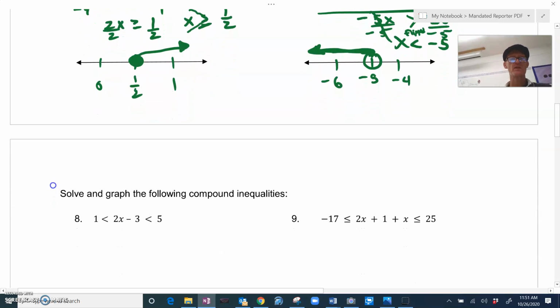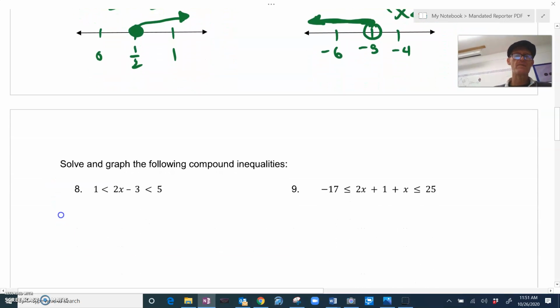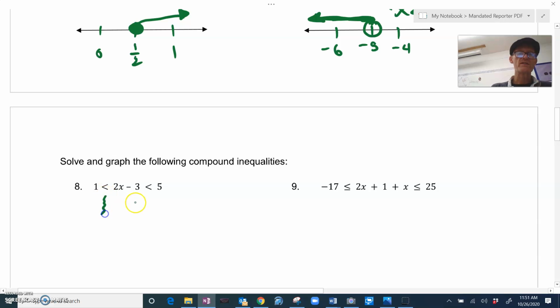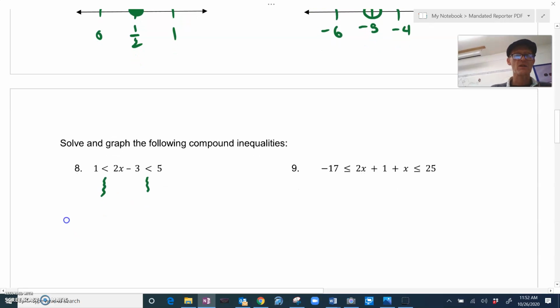Number 8 is a compound inequality. So it's like two inequalities together. This is pinched. This is between. So the graph is going to go in like a sandwich, okay? But it's going to be 2x minus 3 is less than 5 and greater than 1.